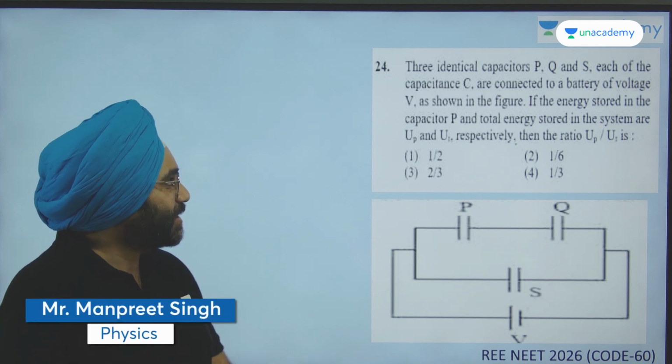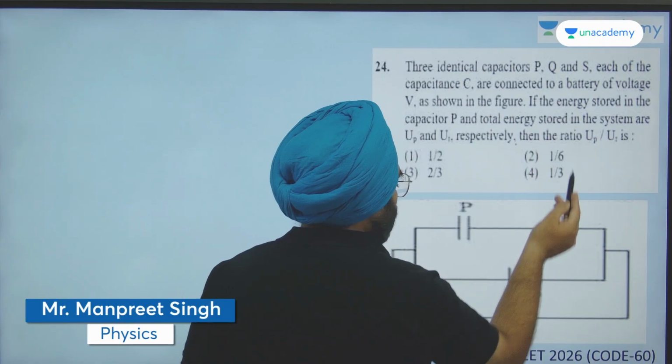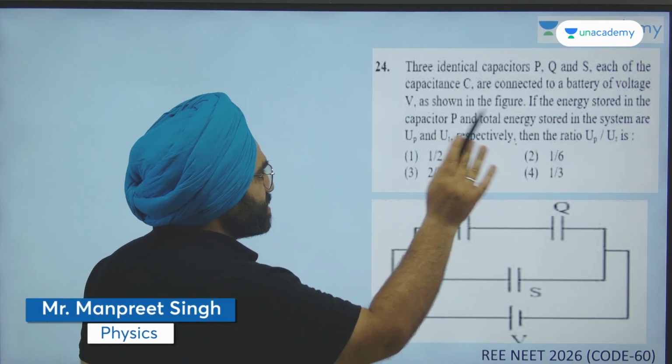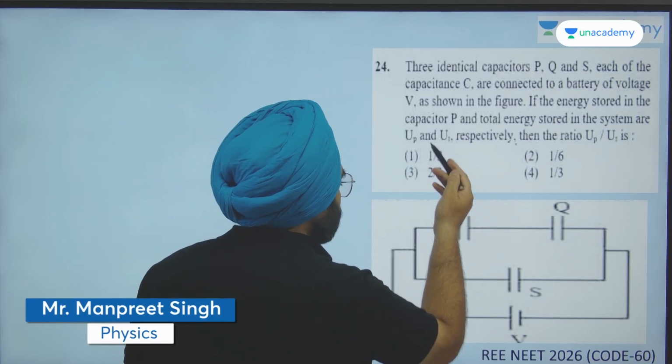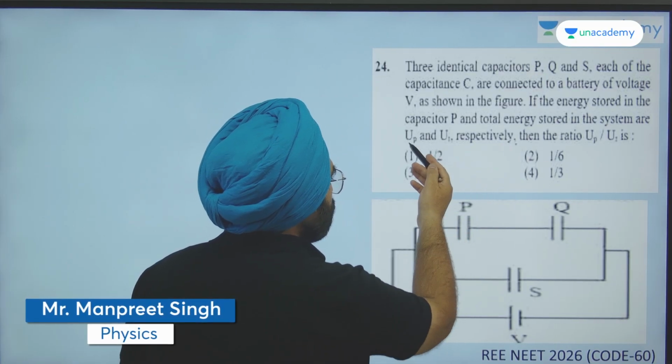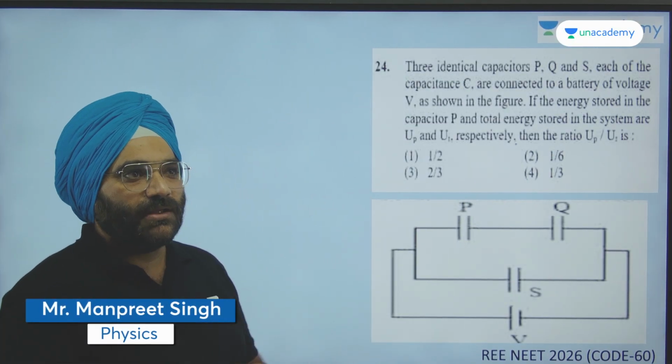Yes, students. So let's check this question. Three identical capacitors P, Q, and S, each of capacitance C, are connected to a battery. If the energy stored in P is UP and the energy stored in the system is UT, then you have to find the ratio. Now try to understand which formula we can apply.